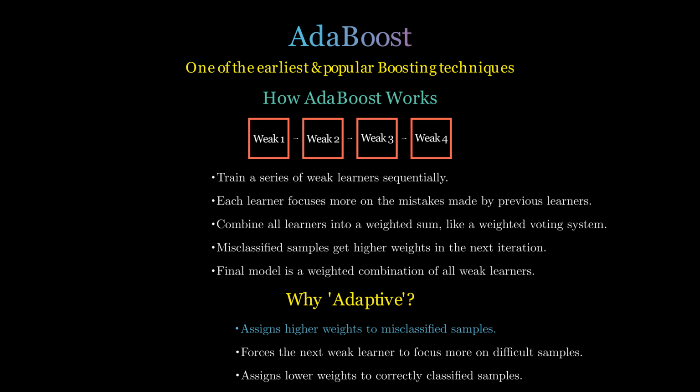If a weak learner misclassifies certain samples, AdaBoost increases their importance, making future learners focus on them. Each new weak learner works harder to classify difficult examples correctly, adapting the model to the data. Correctly classified samples get lower weights, so the focus stays on reducing errors rather than overfitting on easy cases.